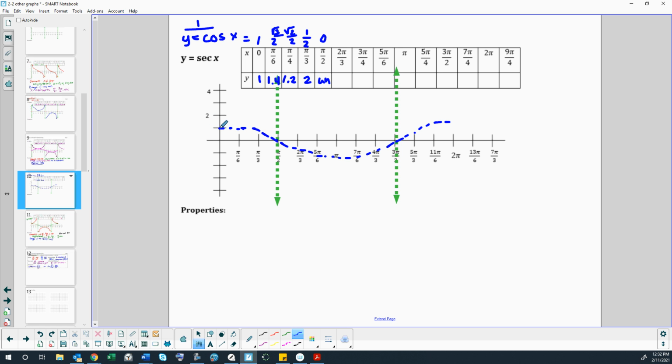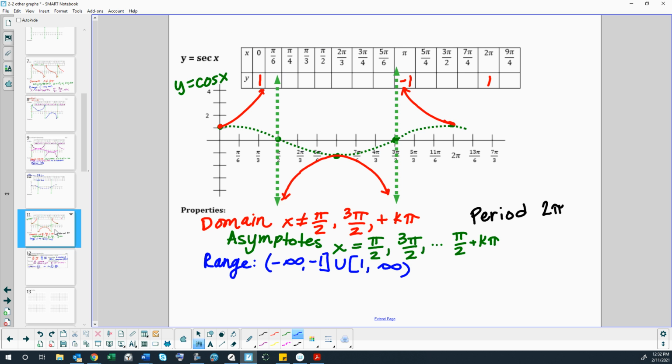And anywhere that cosine has a maximum or a minimum, our secant is going to have a local minimum or a local maximum. So we end up with a graph that looks like this. You can see how I've got that cosine in between, and then the secant is going the opposite direction, approaching those asymptotes to infinity. So the domain is everything but values of pi over 2, right? So pi over 2 plus k pi.